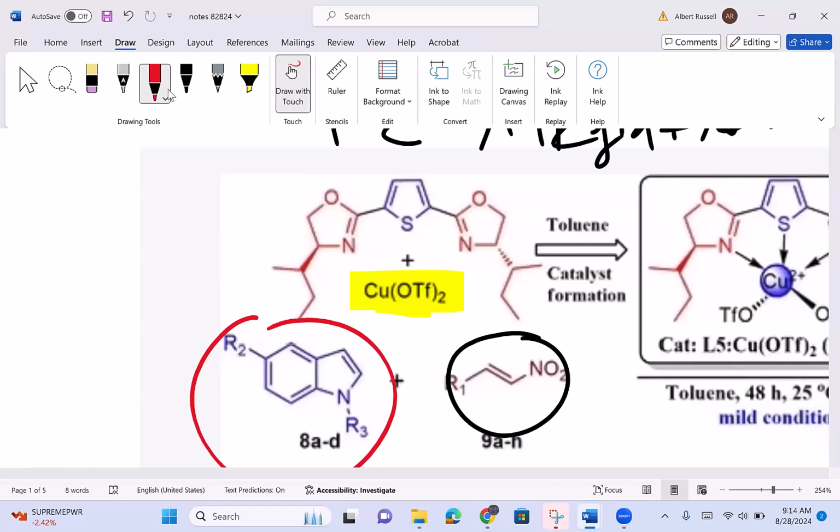So you have ligand. Can you mute, please? Somebody needs to mute.